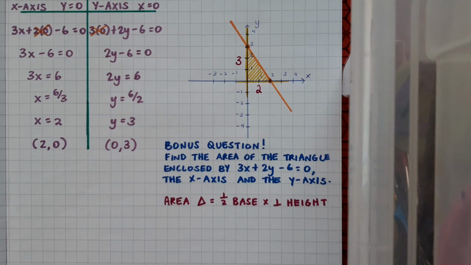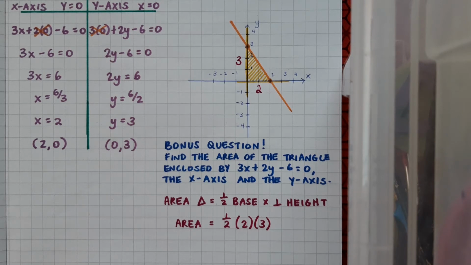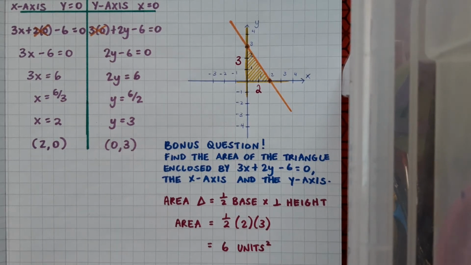Pause the video for a second, give this a go, and then play to see if you're correct. Okay, so the area in this case is going to be 1/2 times 2 times 3. And then I can simply work this out mentally or on the calculator. And my answer is that I get an area of 6 units square.